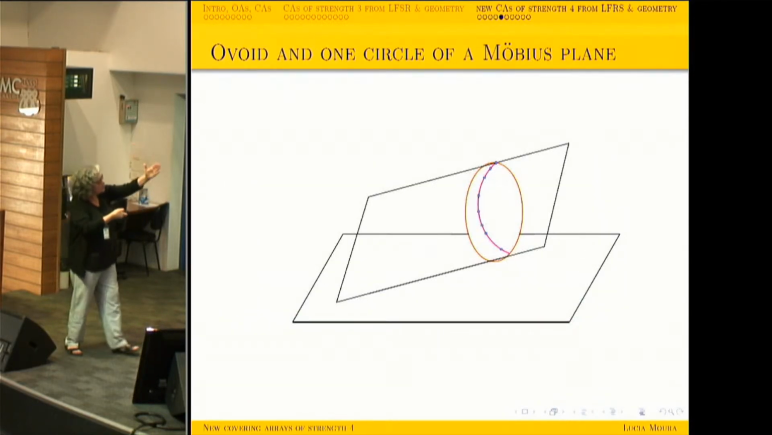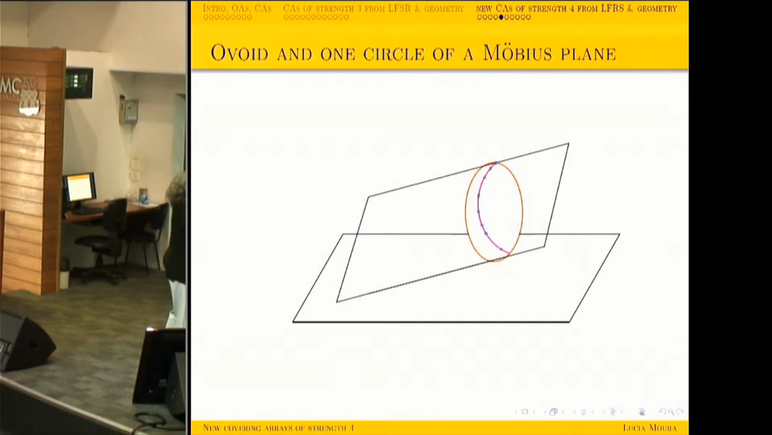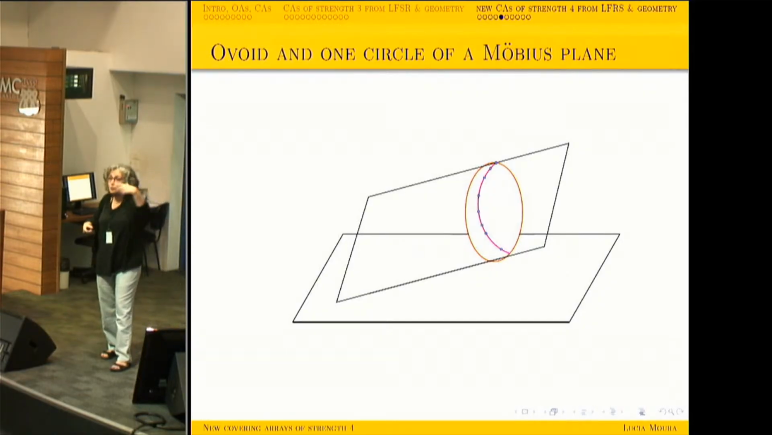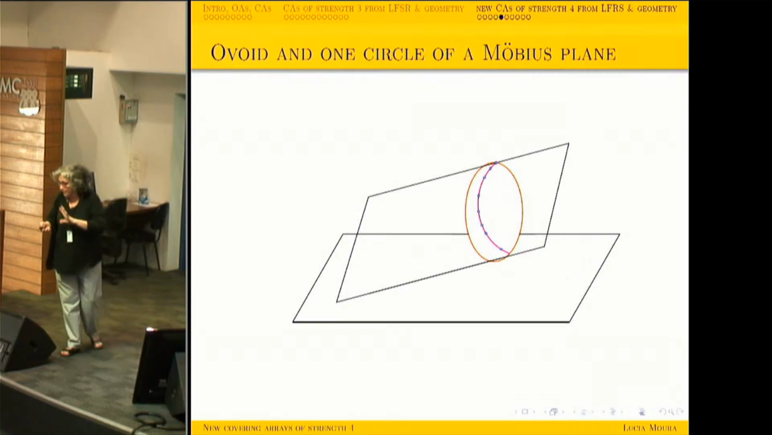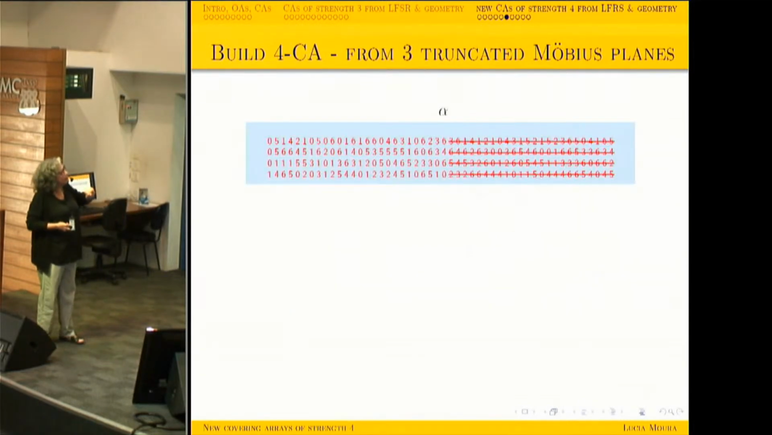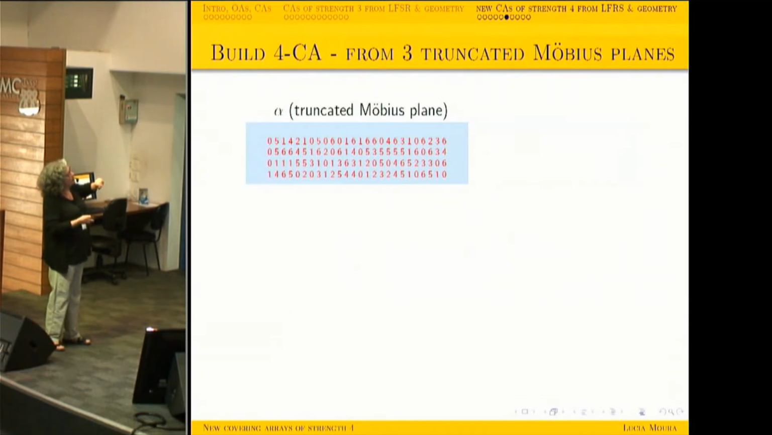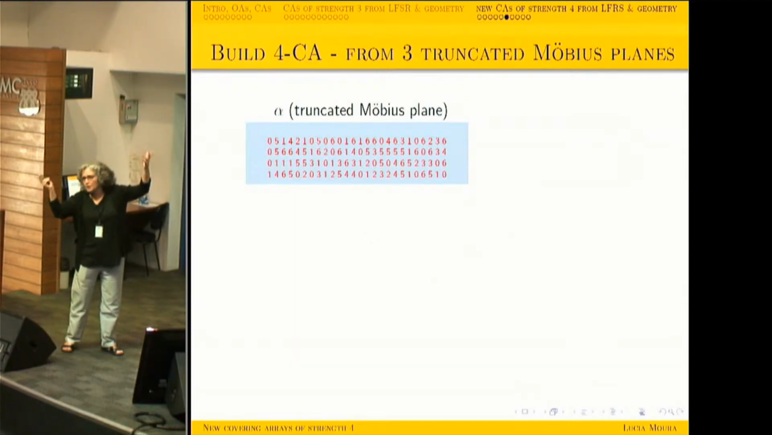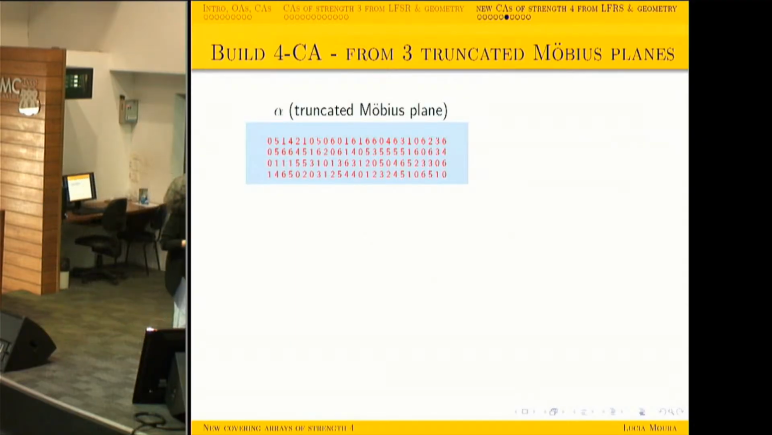But I cannot have more. I may have 4 points on this, but I don't want to have the same 4 points in another ovoid and in the third ovoid. That would be a problem. But in this case, it just doesn't happen. So the truncated, we invented this term, truncated Mobius plane is part of half of the Mobius plane.